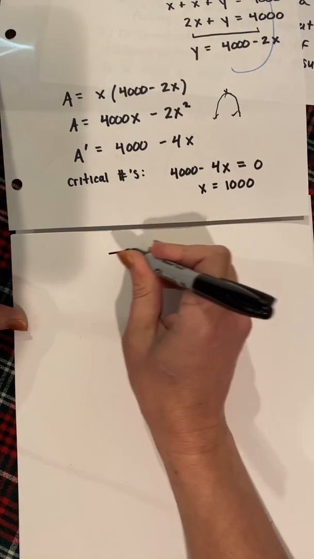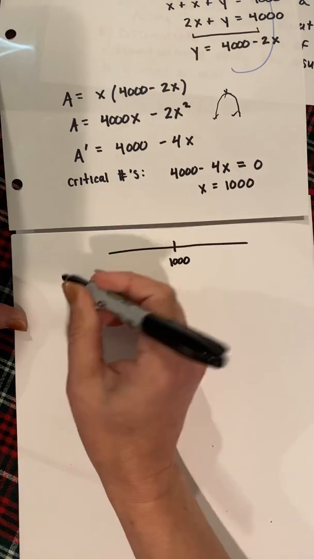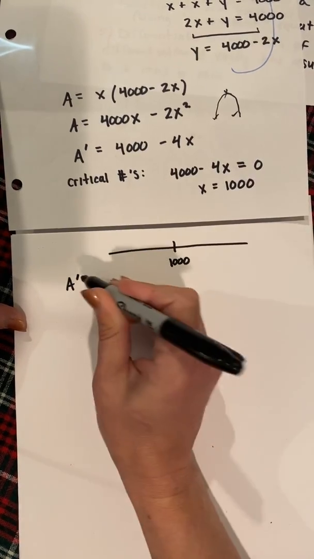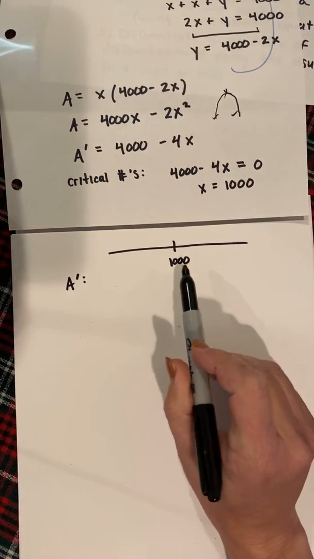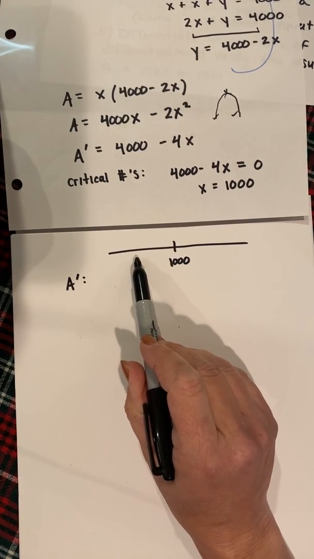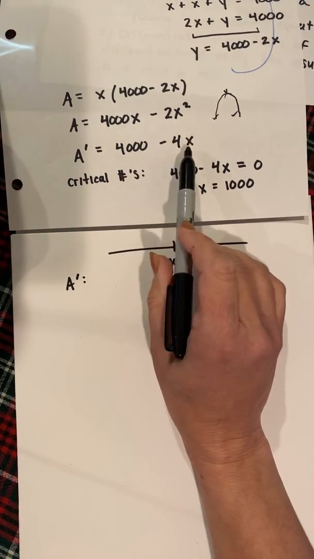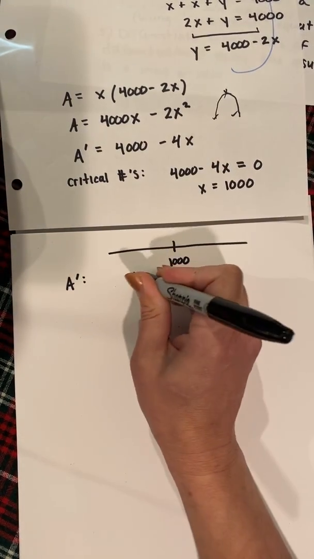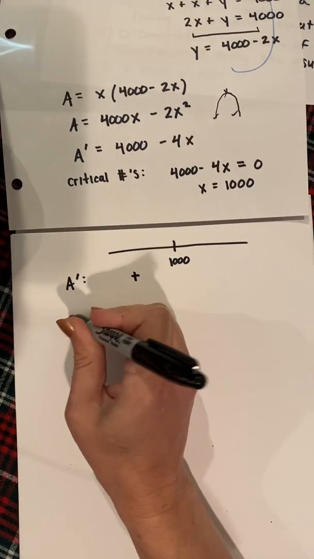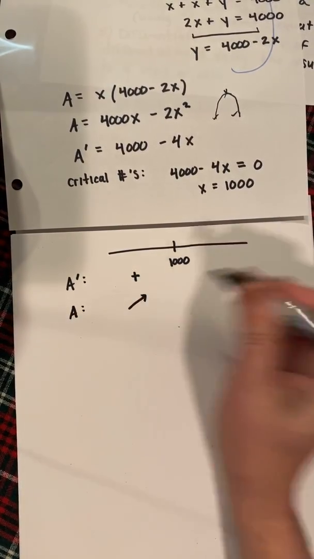derivative test. So I'm going to put 1,000 on my number line, and I'm going to look at the derivative before 1,000 and after 1,000. So if I put in, let's just say 500, my derivative at 500, so here's my derivative, I put 500 in here, I'm going to get 4,000 minus 2,000, which is 2,000, it's positive. So then I know before 1,000 that the area is going to keep increasing.